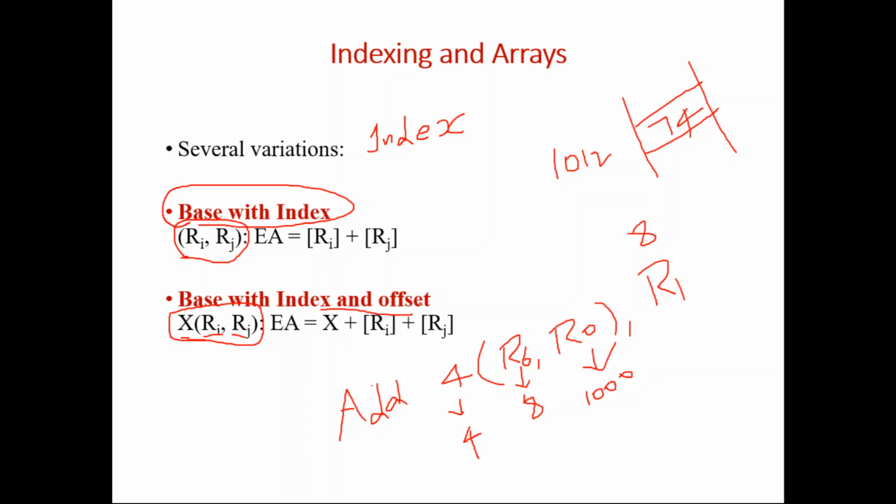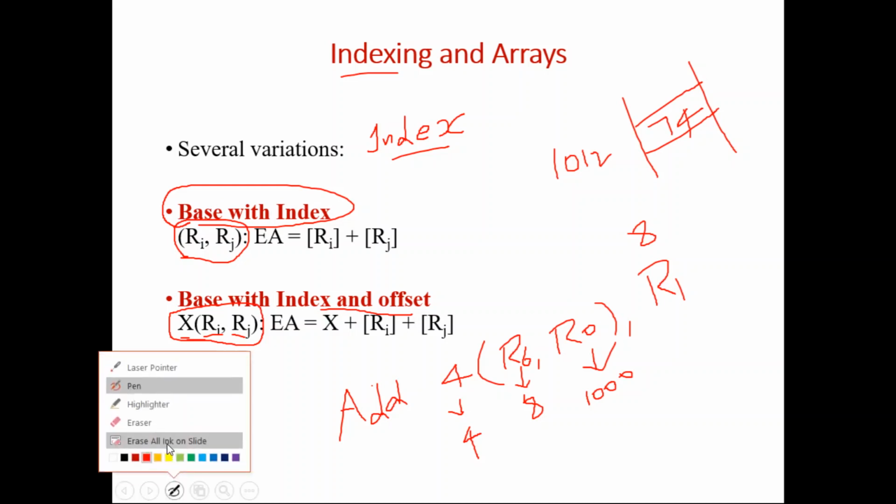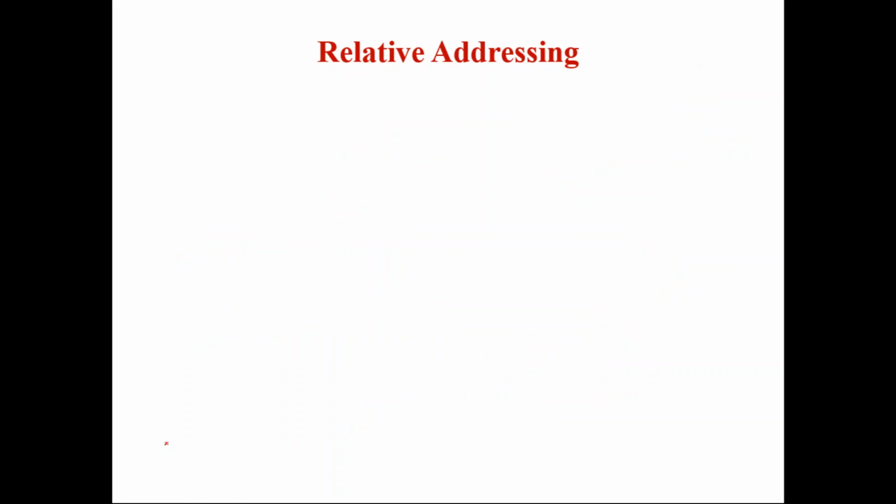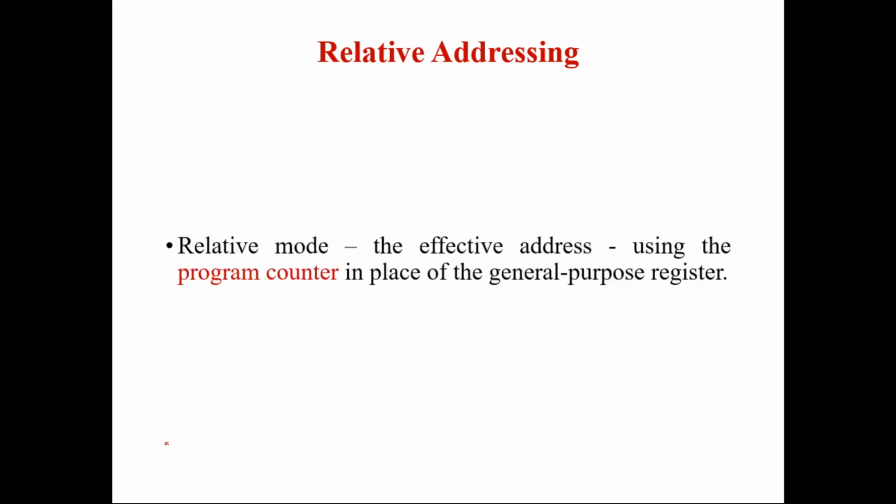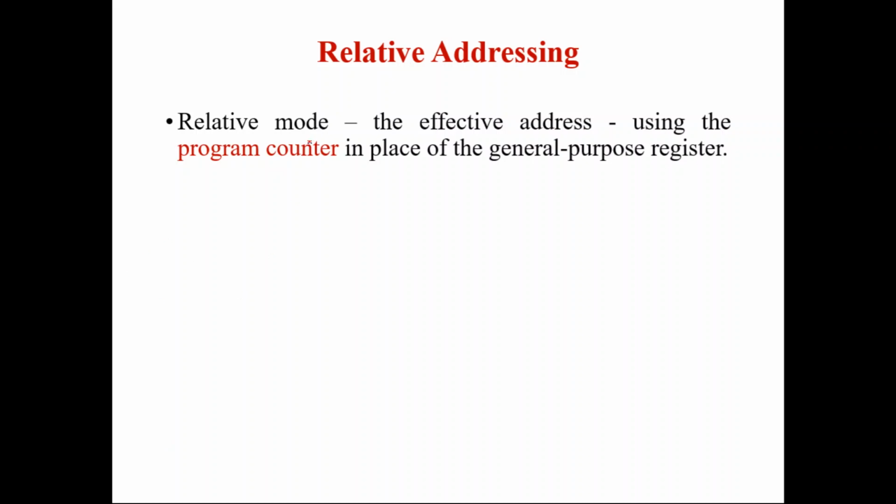So there are three ways of indexing. One is basic indexing, next is base with index, next is base with index and offset. The next addressing that we'll be discussing is relative addressing. Here relative means relative to what? It is relative to the program counter.